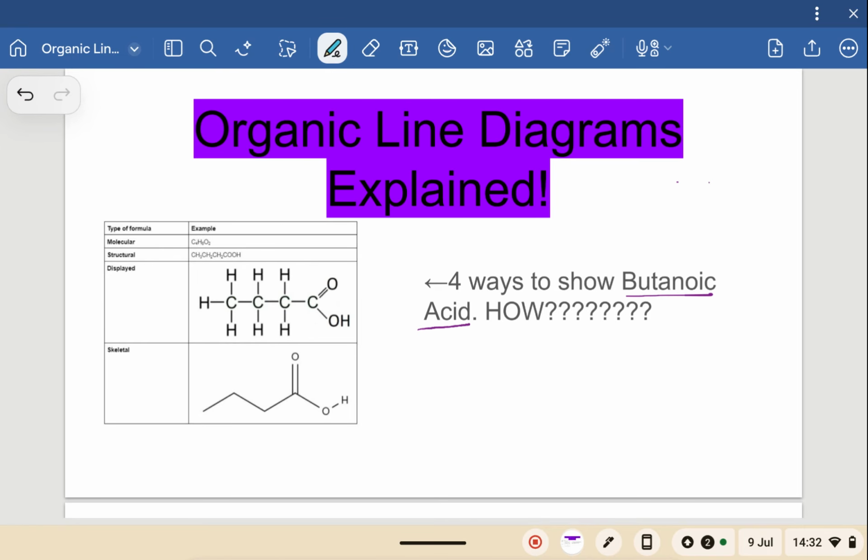And if we take a look at the 4 ways we can draw it, the first way doesn't really tell you much other than what exactly is present. So it's an empirical formula or a molecular formula. So it's telling you have 4 carbons, 8 hydrogens, and 2 oxygens, but it's not saying how it's arranged. The next one is a condensed structural.